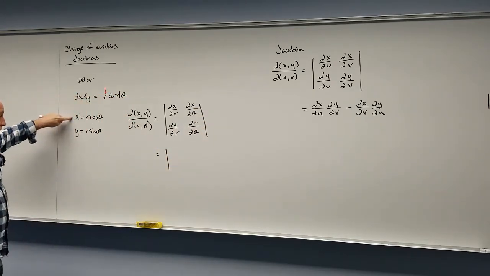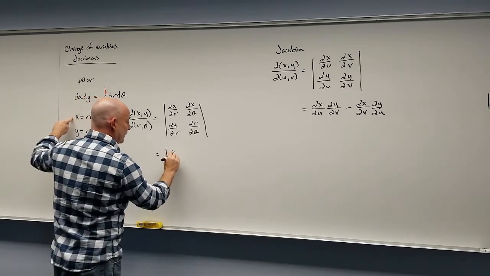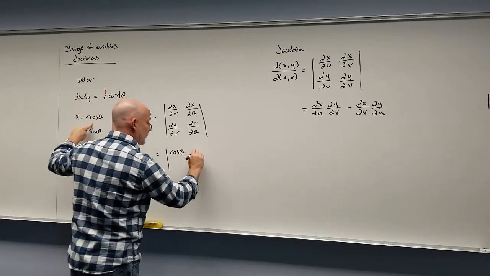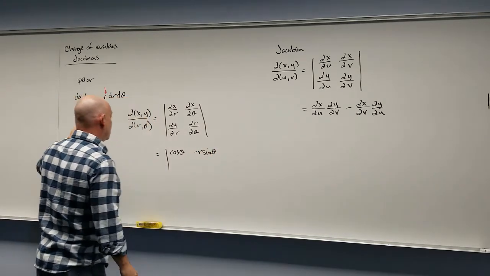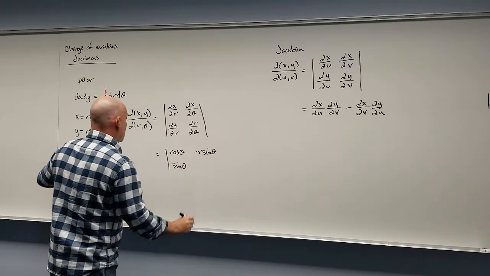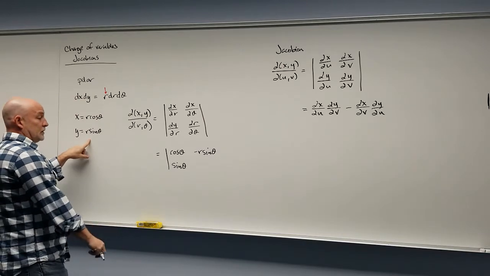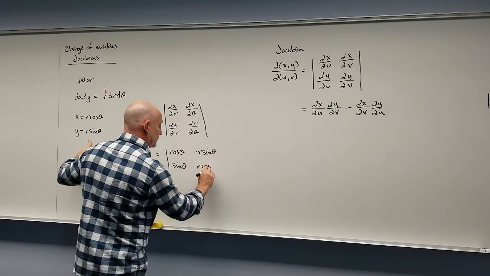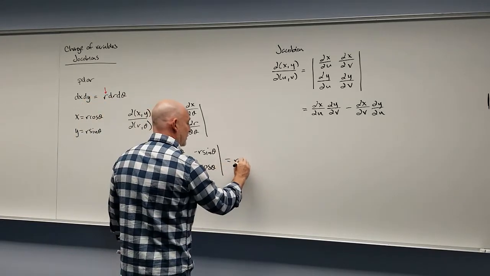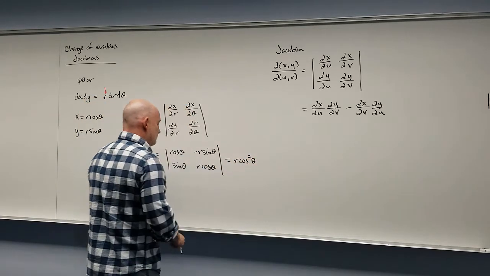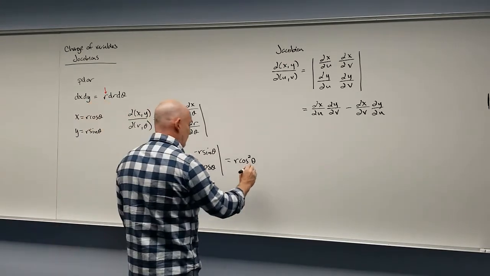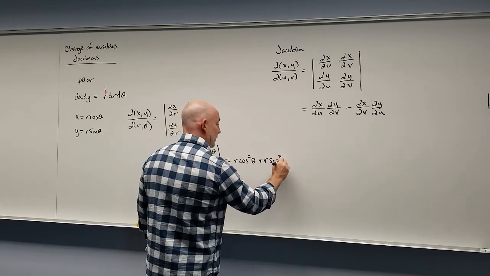The partial of x with respect to r is cosine theta. The partial of x with respect to theta is negative r sine theta. The partial of y with respect to r is sine theta. The partial of y with respect to theta is r cosine theta. All right, doing the determinant, you multiply down the main diagonal, you get r cosine squared theta, minus, multiply down the off diagonal, that's negative r sine squared theta.